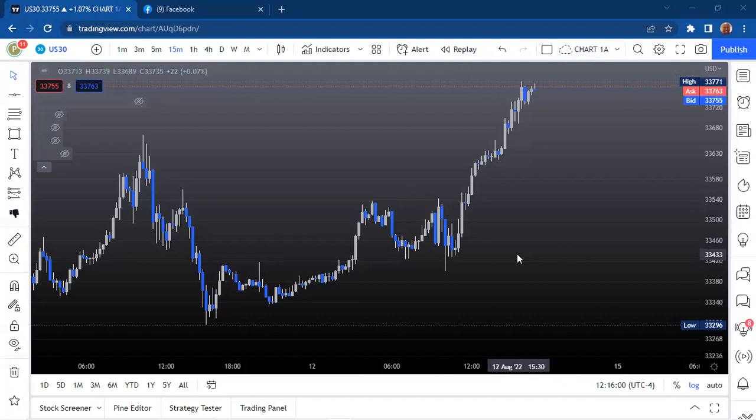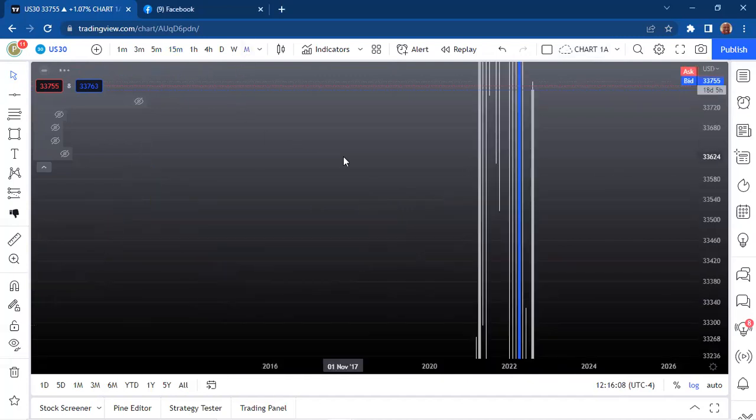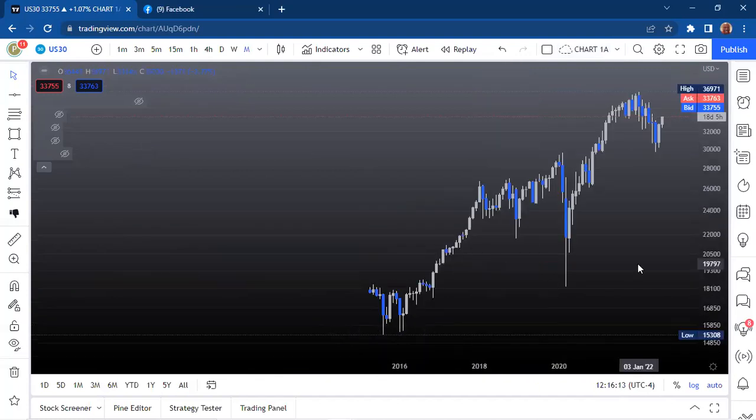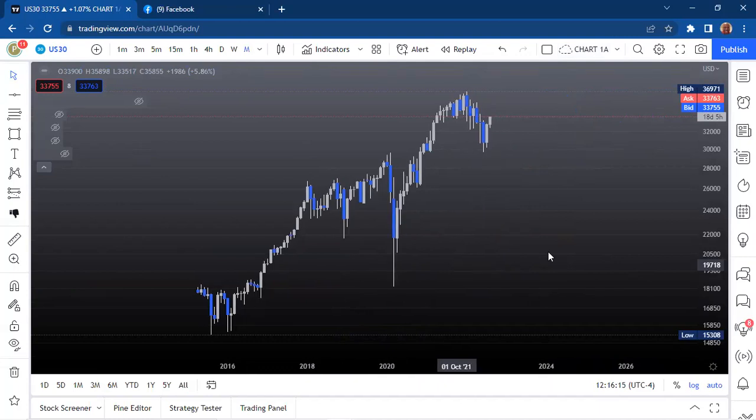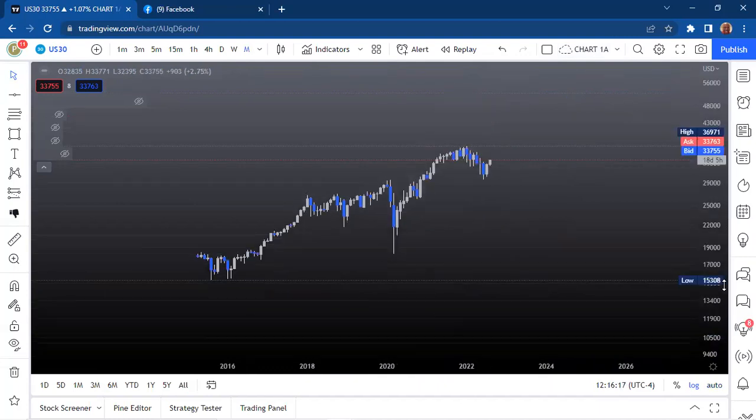So the first question I want to address was how do I scale into a trade? So let's go ahead and talk about that. The very first thing I do is I look at the monthly. We're looking at US 30 right now. First thing I ask myself is what direction is the market going?